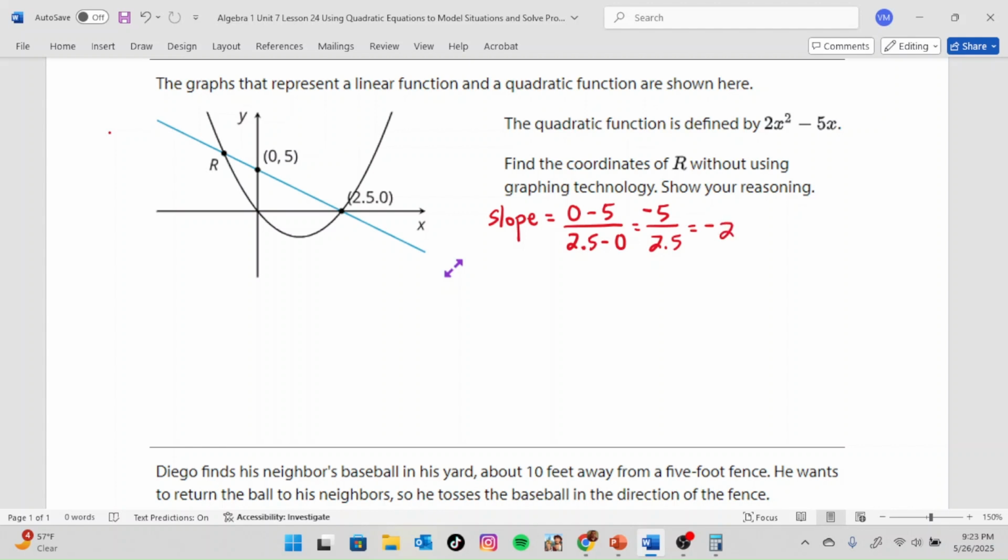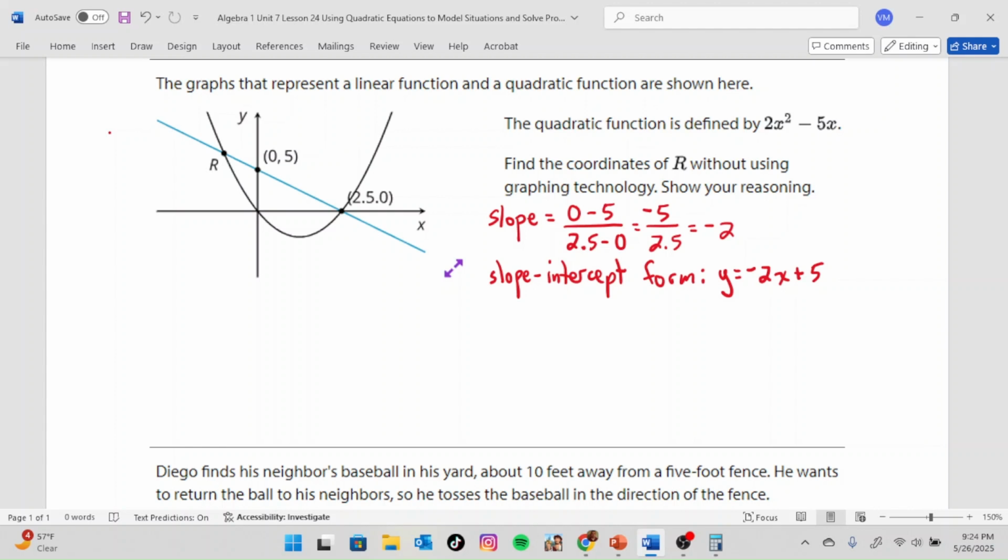Now that I know what the slope is, and I know what the y-intercept is, I can do the slope-intercept form. And the slope-intercept form is y equals mx plus b. So the slope, negative 2x, plus the y-intercept, which is 5. So now I have the expression that represents the quadratic and the expression that represents the linear.